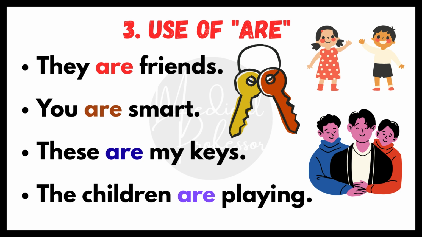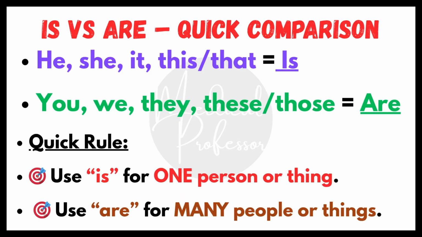Quick tip. If your subject is more than one or includes you, then use are. It helps the sentence sound natural and grammatically correct. Repeat after me. We are, they are, these are. The more you say it, the more it sticks. Is versus are. Quick comparison. This is a recap section to help you remember when to use is and when to use are. Now let's do a quick comparison to lock it in.